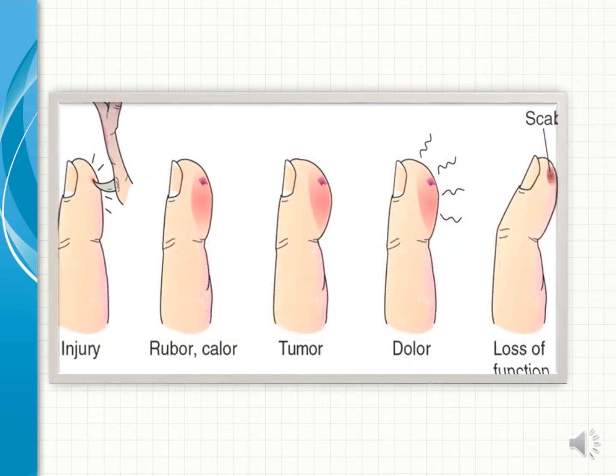Here you see the picture of a tissue injury, in the finger, followed by inflammatory reactions. You see rubor, calor, tumor, dolor, and of course, loss of function.